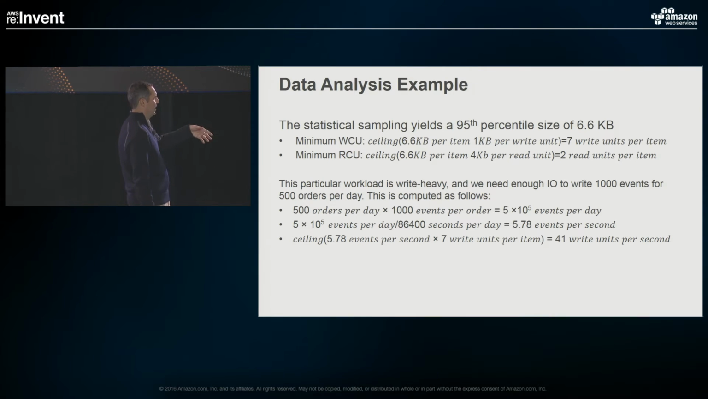Now, of course, this assumes that the activity is uniformly distributed across the entire day. It might not be, right? If you know that you're going to have most of your activity in a 12-hour period, then that divisor of 86,400, which is 24 hours worth of seconds, will be 12 hours instead, right? You can get the idea of what's going on here.